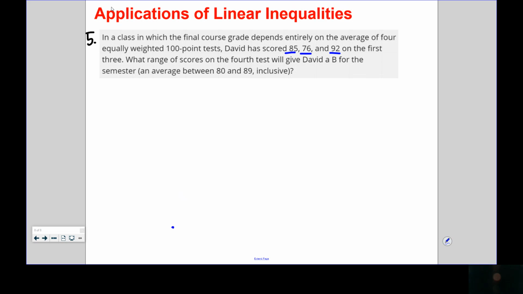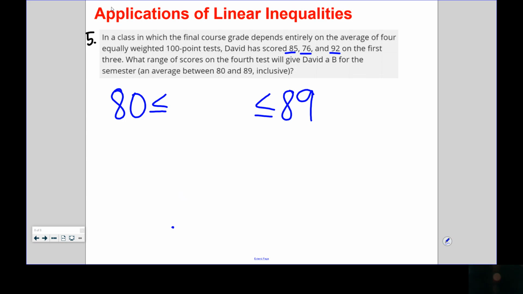Which means between an 80 and an 89. All right, so we know that David needs his average to be between an 80 and an 89. You have 2 numbers on the end. That looks like a conjunction, right? So we're going to make this into a conjunction. We know that the least he can score to make a B is an 80, so we do a less than or equal to. The highest he can score to make it a B is an 89, so we do a less than or equal to again. And then in the middle, you're going to calculate his average.